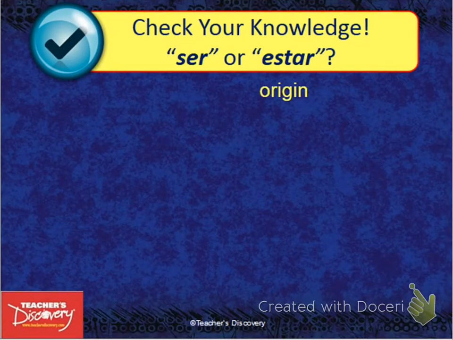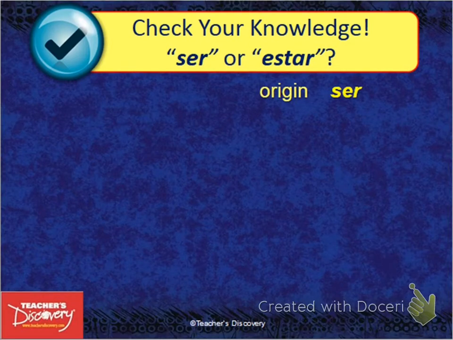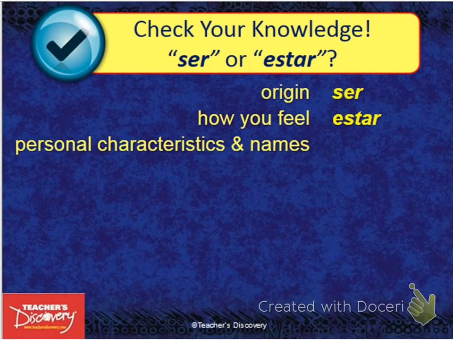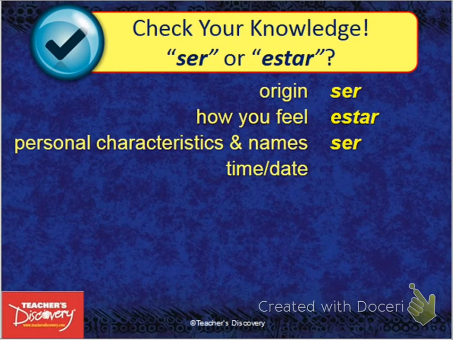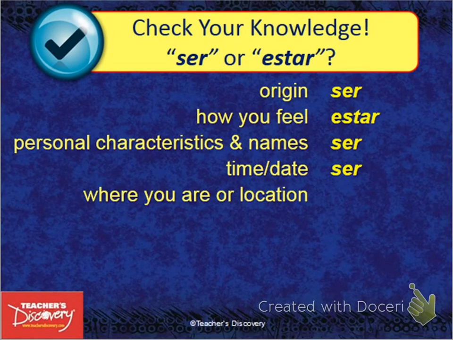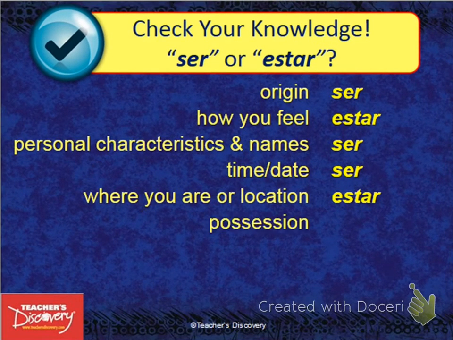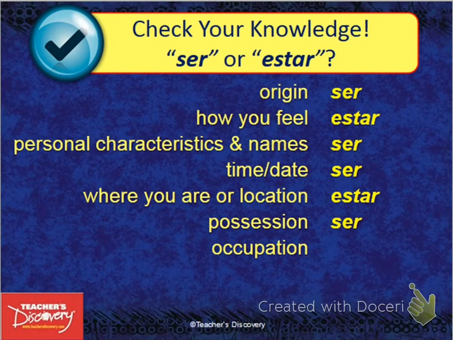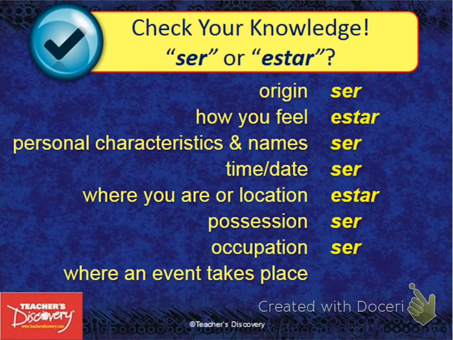Let's try some of these. What is origin? Which verb? Ser. Good. How about how you feel? Good. What about personal characteristics? Good. Time and date? Where you are, a location. Good. Possession? Good. Occupation? Good. Where an event takes place? Where it takes place is ser, and location would be estar.